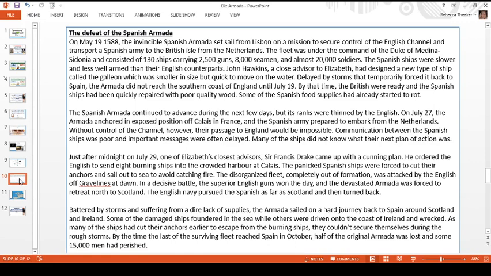Spanish had. Delayed by storms that temporarily forced it back to Spain, the Spanish Armada did not reach the southern coast of England until the 19th of July. So it's quite a gap there, isn't it? From May until July. By that time, the British were ready for them, and the Spanish ships had been quickly repaired with poor quality wood. Some of the Spanish food supplies had already started to rot, and the men were going hungry already. So that's quite a few different problems there.